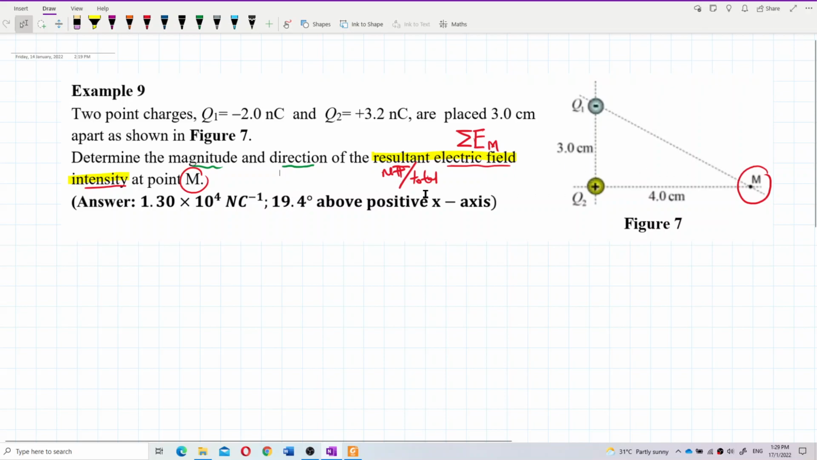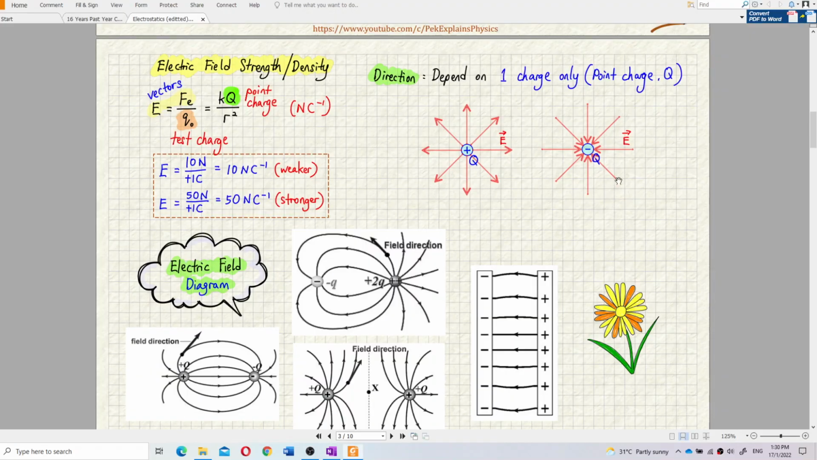Okay, so it seems we have two point charges here, Q1 and Q2. So there will be two electric fields at point M, but these two electric fields will combine to form the resultant electric field strength. First of all, we need to draw out the direction of the electric field due to charge 1 and the electric field due to charge 2. We have learned about electric field direction. For a positive charge, the electric field goes away from the positive charge. But for a negative charge, the electric field goes towards the negative charge.